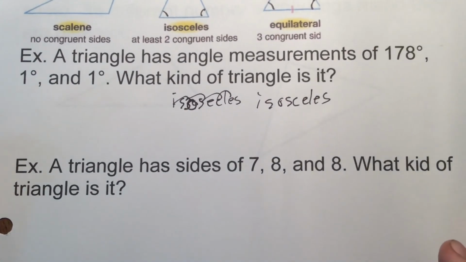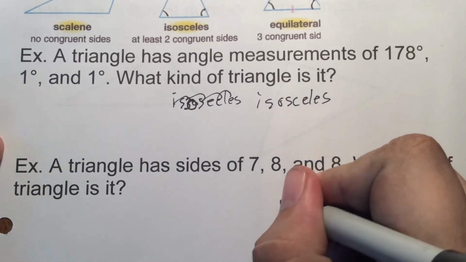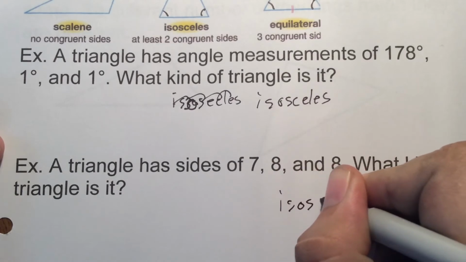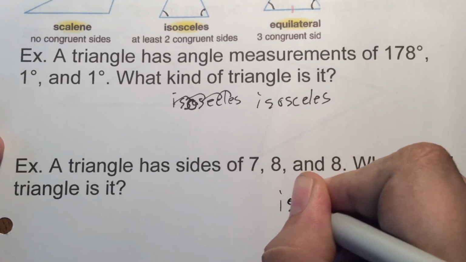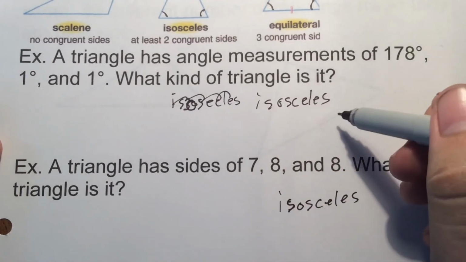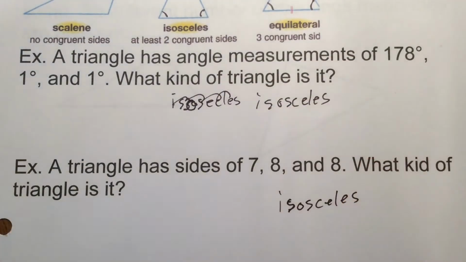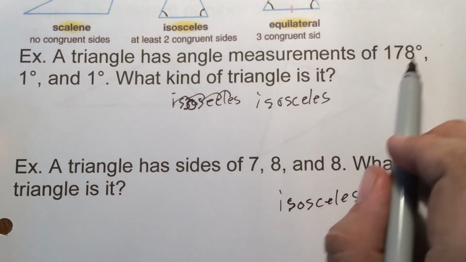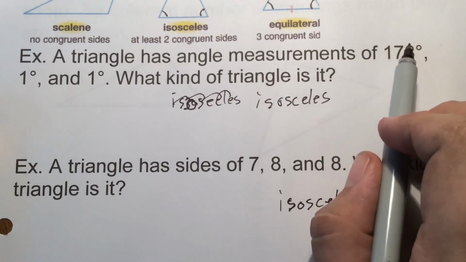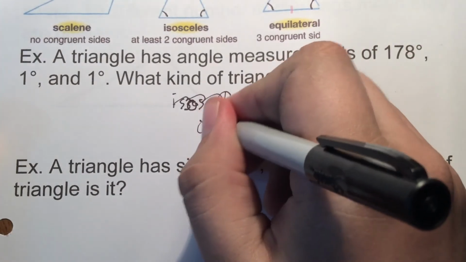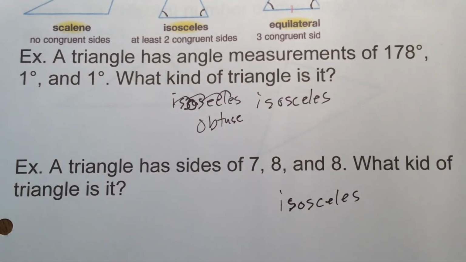A triangle has sides of 7, 8, and 8. What kind of triangle is it? Well, it's another isosceles. Now, I do want to go back to this other one. Something else: typically when we're dealing with angles like this, they're going to give you, okay, is this acute, obtuse, right? What type of triangle is it? Well, we have one angle here that's way bigger than 90 degrees. So this is technically an obtuse isosceles.